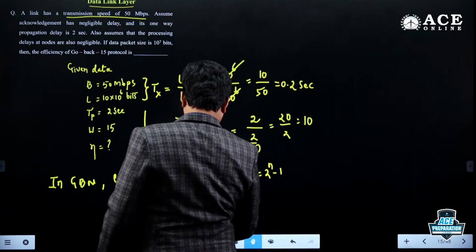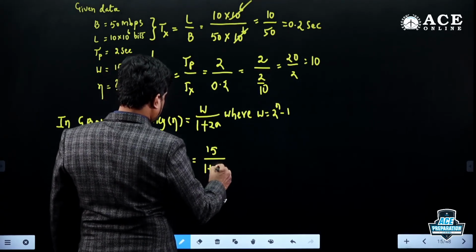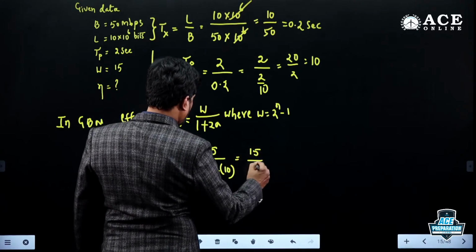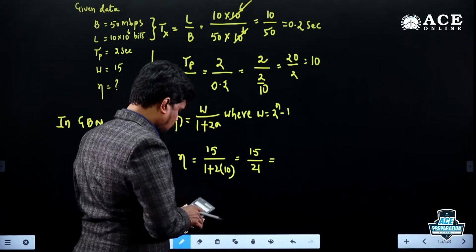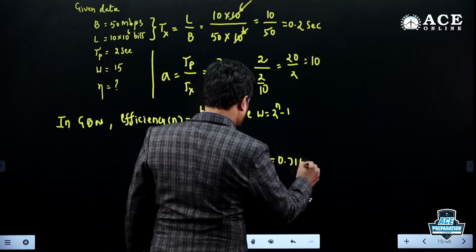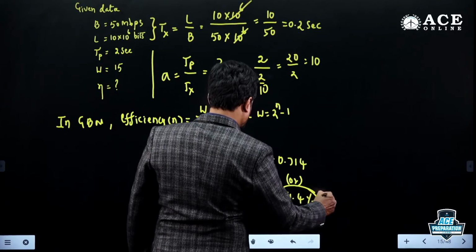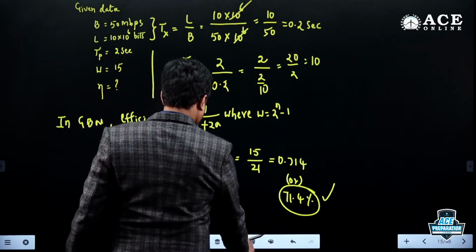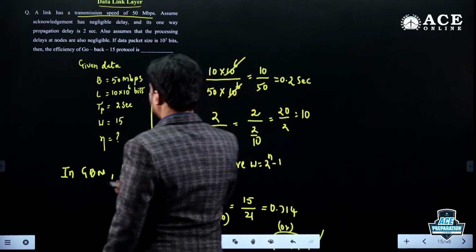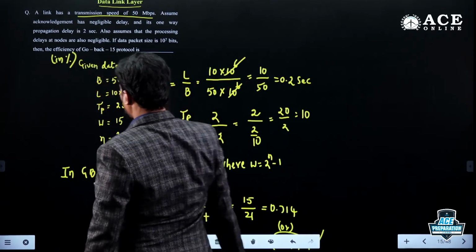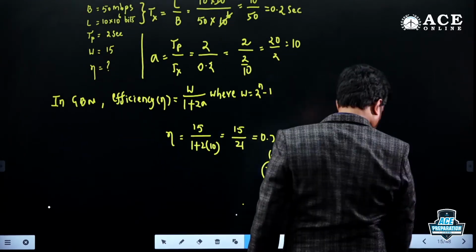So what is the efficiency now? Efficiency nu is equal to W by 1 plus 2a, which is 15 by 1 plus 2 into 10, which is 15 by 21. 15 by 21 gives 0.714. Expressed as a percentage, that is 71.4%. So 71.4% is the answer. Consider that we are expecting efficiency in terms of percentage. The answer is 71.4%.